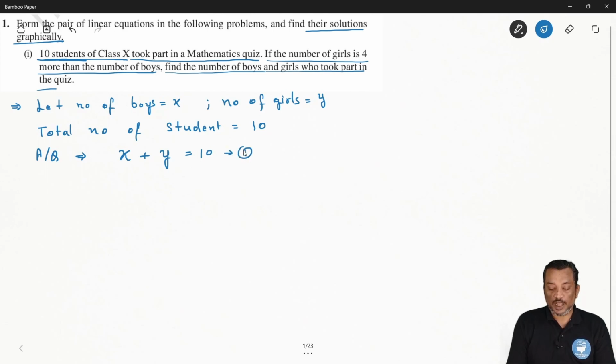Okay. Now the second equation. Here it is saying the number of girls is 4 more than the boys. So number of girls is equal to y is equal to what? We can say x plus 4. So this is the second equation.